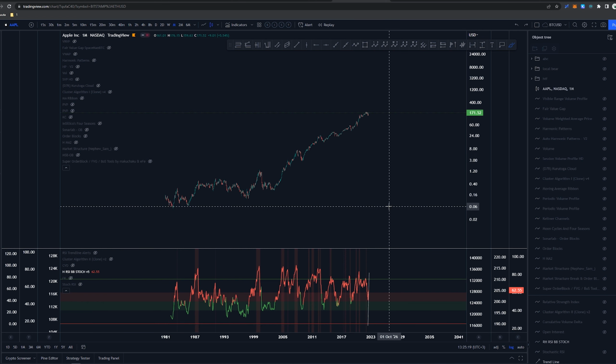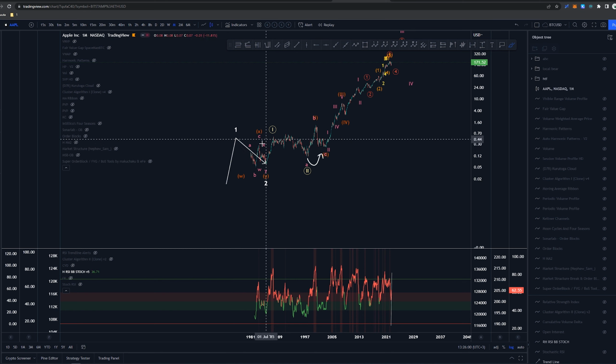The main thing that I have here is that whatever this is, it is going to be the end of wave 1. Up here, it has very high RSI already. It is definitely a large move in itself here, 700%. Definitely a very large move in here.